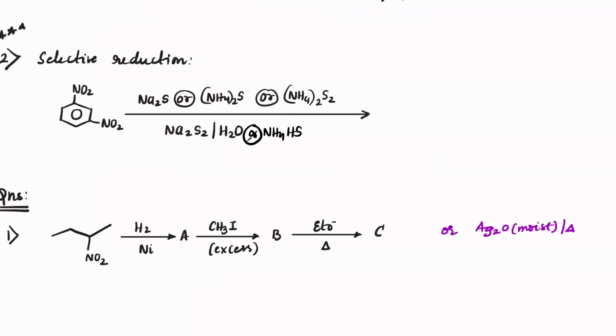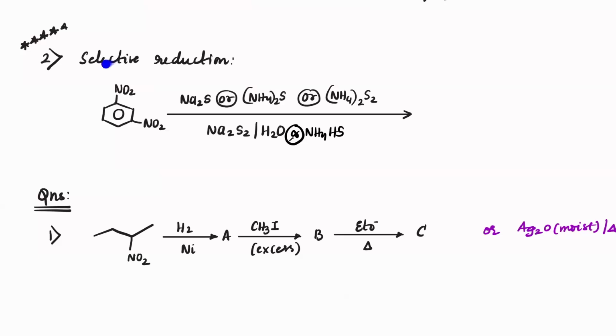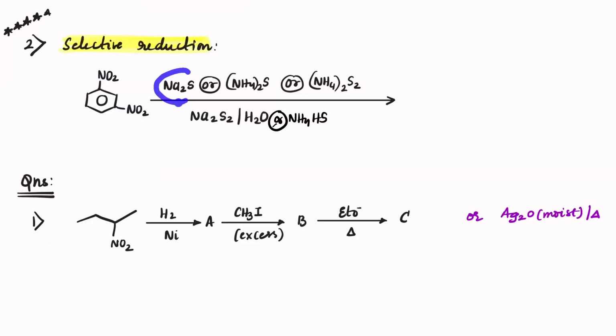Now see, this is very interesting. The second one is selective reduction. So when do we get to see something called selective reduction? Selective reduction is when you have multiple NO2 groups and you are only trying to reduce one of them. This is possible when you use aqueous Na2S, aqueous ammonium sulfide, or aqueous ammonium polysulfide with an S-S linkage, or you can simply use H2S with water or NH4HS. All of these reagents will give you the same thing. The product is like this.